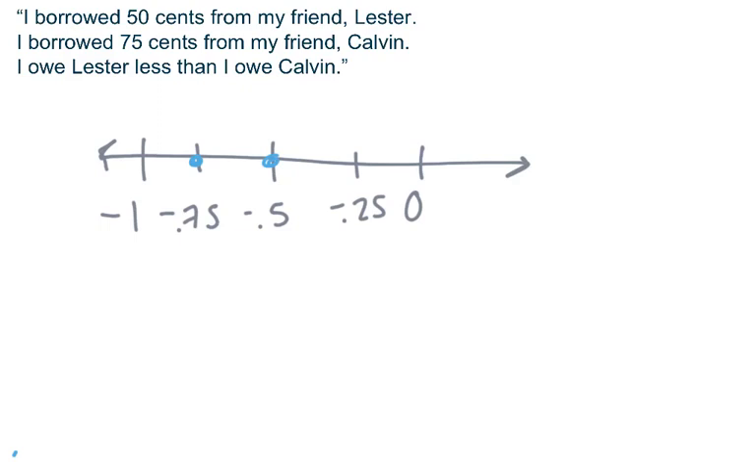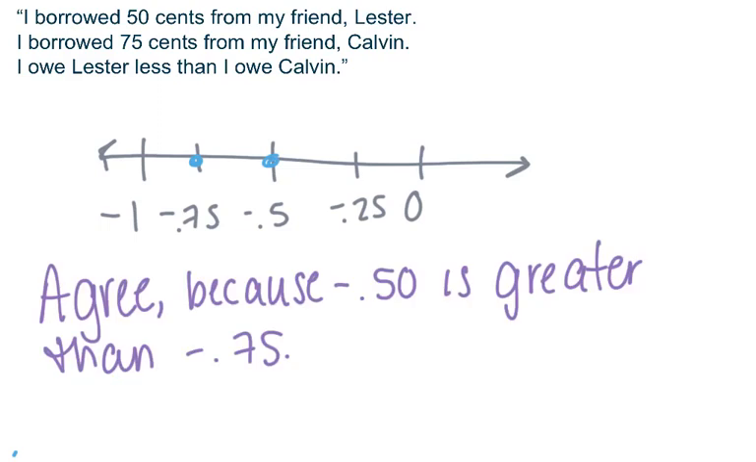So we can conclude that this person is correct. So we agree because -0.50 is greater than -0.75.